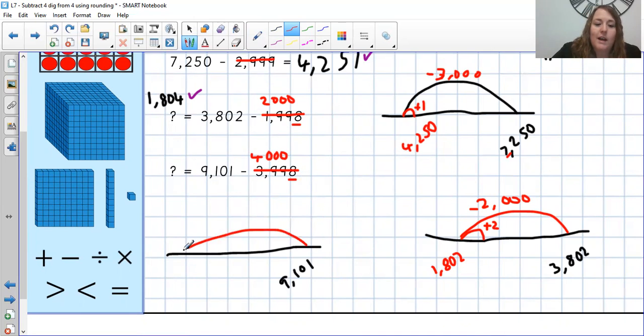And I'm going to be subtracting 4,000. When I subtract 4,000 from my 9,000, it leaves me with 5,000. And I still have my 101. But just remember, I've got to add and compensate my 2 back on. So if you got the correct answer of 5,103, give yourselves a tick. Well done.